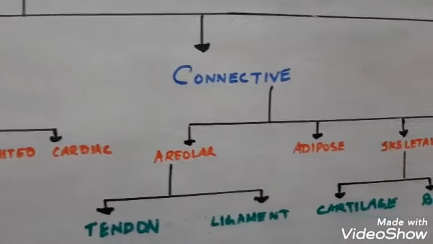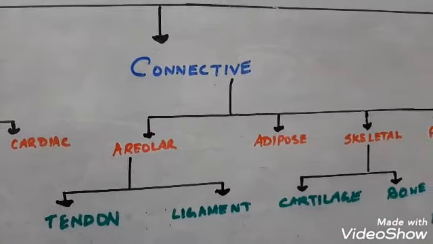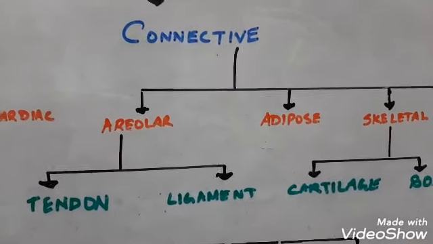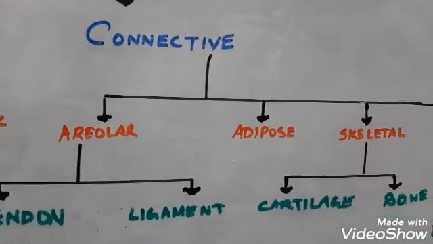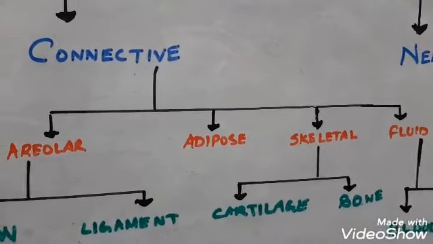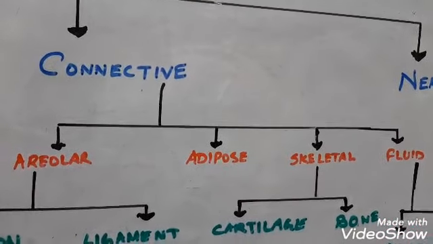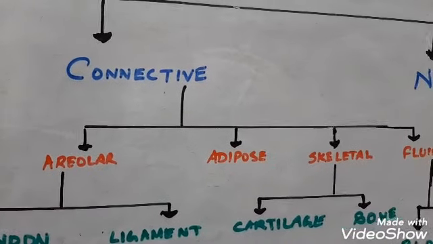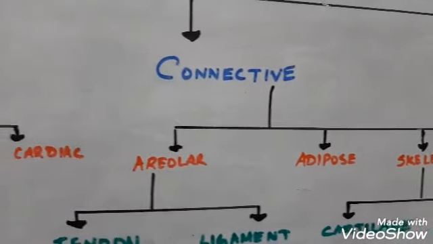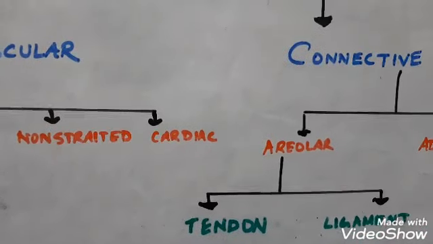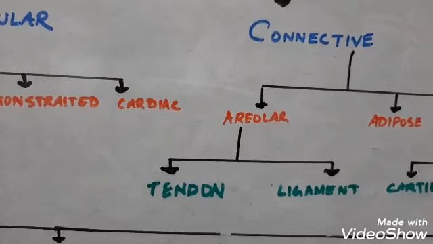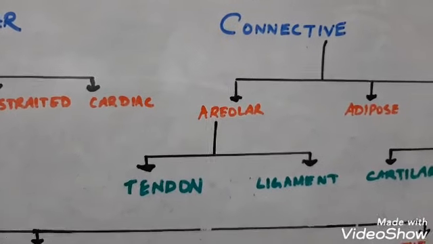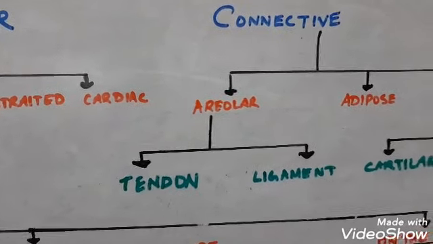Next type of tissue in animals are the connective tissues. Connective tissues are again classified into four types: areolar, adipose, skeletal and fluid connective tissue. Now these are further divided. Again you see these four types of connective tissues are further divided. So first is the areolar tissue. Areolar tissue is again divided into tendon and ligament.